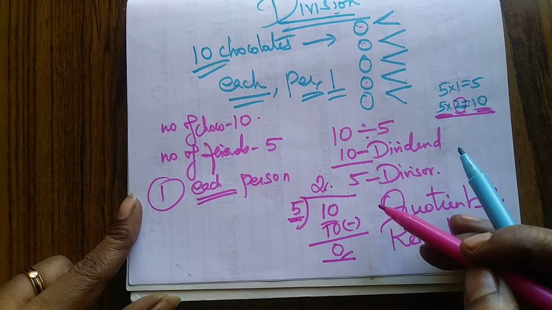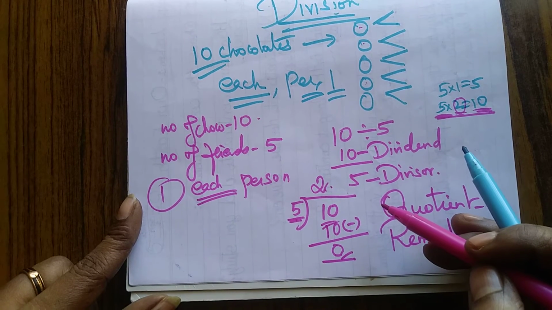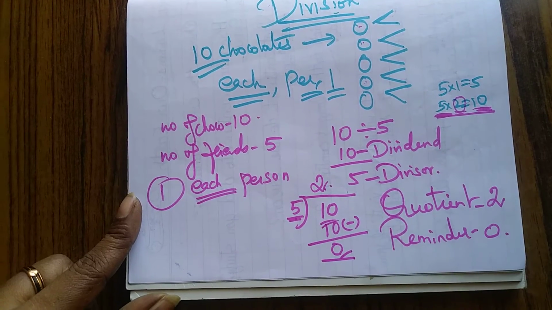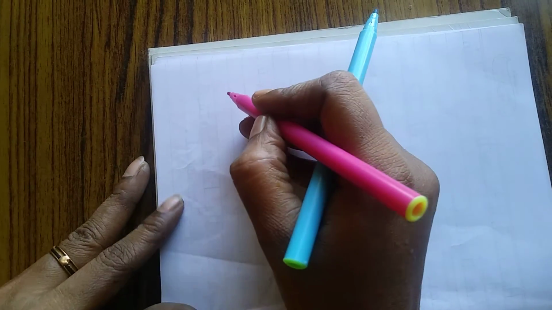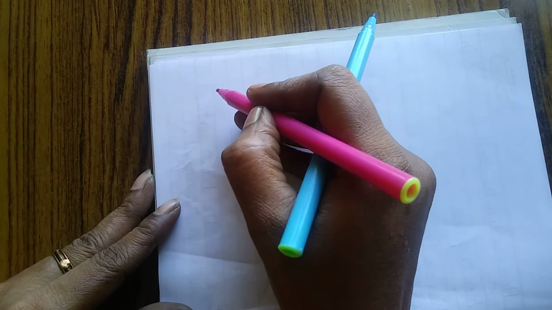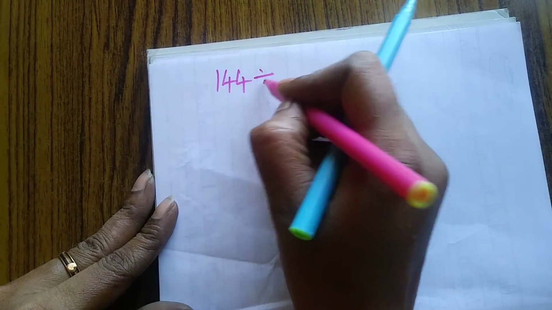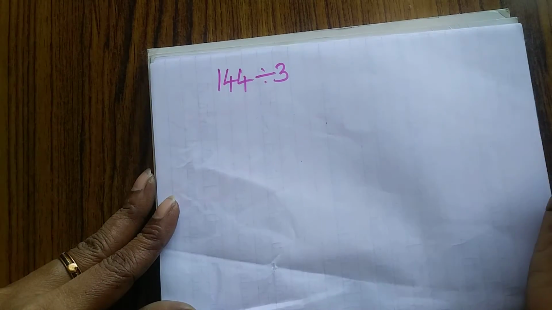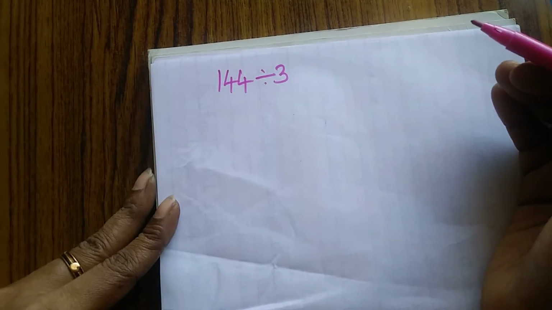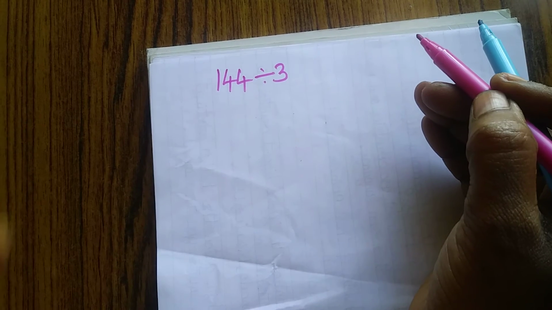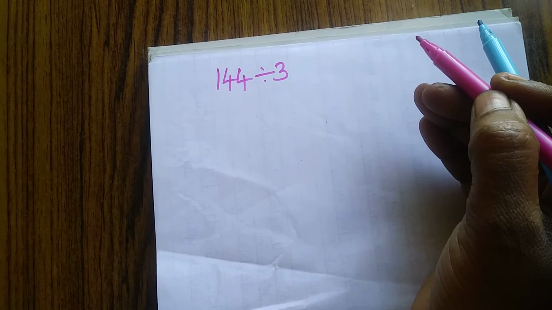Now shall we try one more example with a little higher, a little greater number? Now shall we start with 144 divided by 3. Just now we saw a 2-digit number and this is a 3-digit number, a little higher, greater number compared to the former.